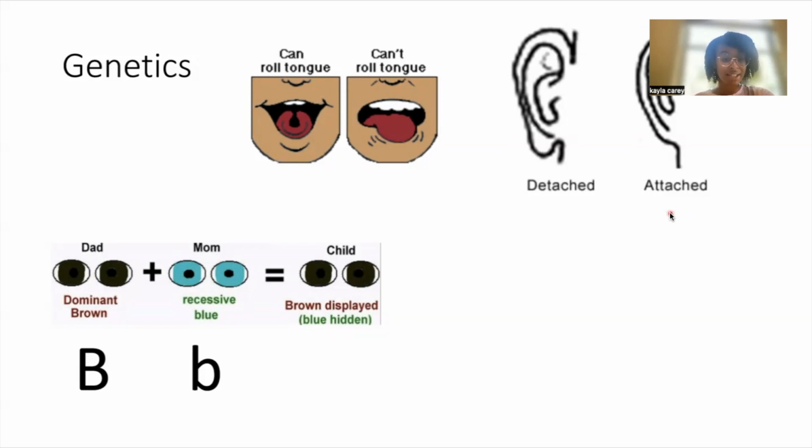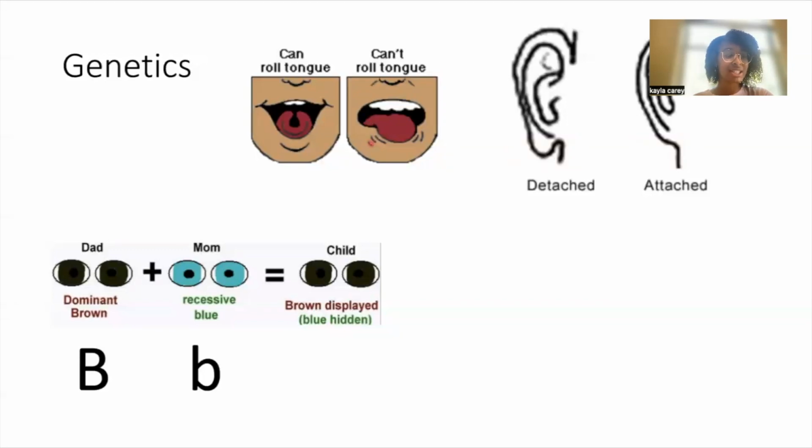So there are many different genes, and these genes can act together to form what we call traits. So for example, whether your earlobes are detached or attached is determined by your particular genes. Same if you can roll your tongue or if you can't roll your tongue.